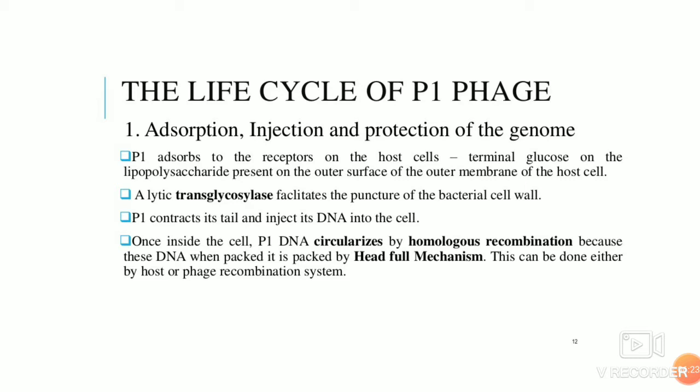Lytic transglycosylase facilitates the puncture of the bacterial cell wall. So P1 contracts its tail and injects its DNA into the cell. Once inside the cell, P1 DNA circularizes by homologous recombination, because this DNA, when packed, is packed by the head-full mechanism. In the next slide, I will tell you what the head-full mechanism is. This can be done either by the host or the phage recombination system.